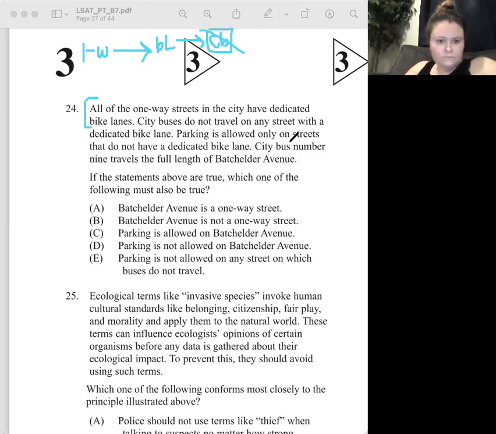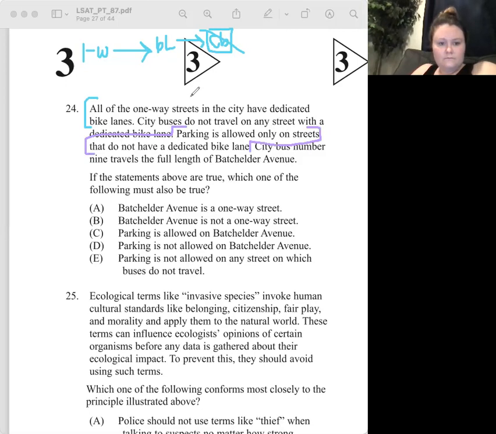Parking is allowed only on streets that do not have a dedicated bike lane. So that means no bike lane. So a one-way street does not have parking on it. Okay, right. But how would you diagram just this sentence?